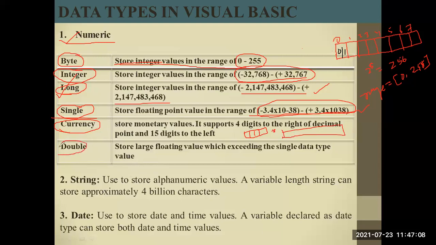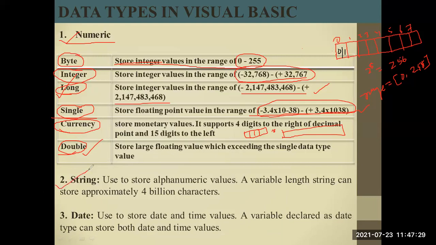Now double is something like long, but here we can use it for decimal points, the floating point variables. Just going for the integer, if you want to store floating point variables, then in that case we will go for this double.